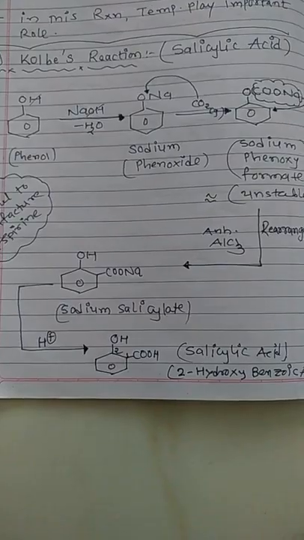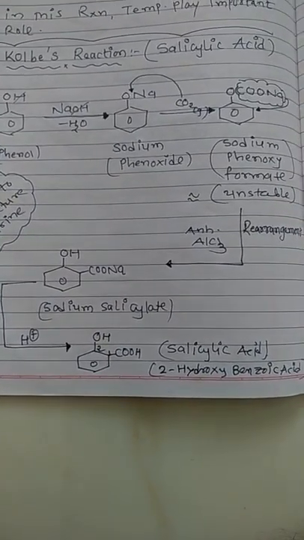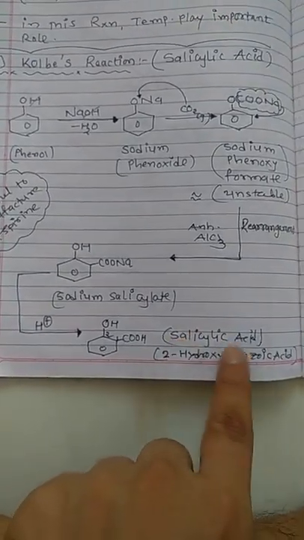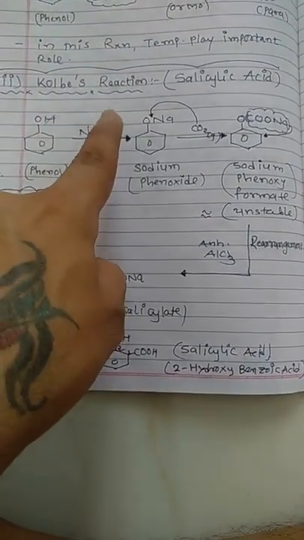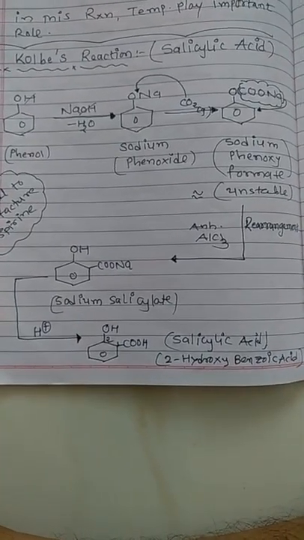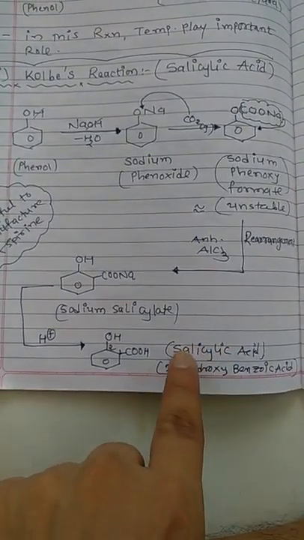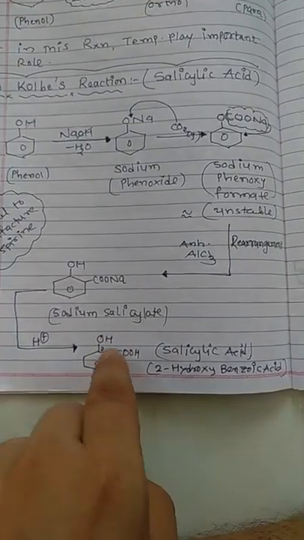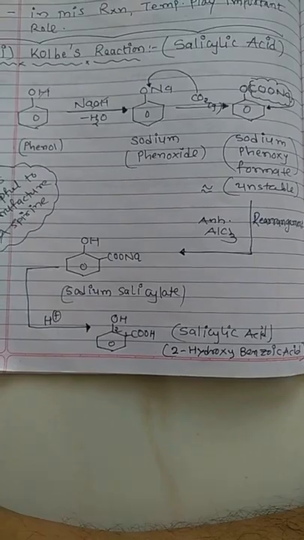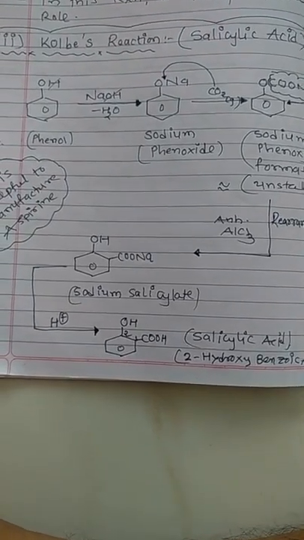So we have two reactions: salicylaldehyde, which is produced by Reimer-Tiemann, and yesterday we discussed salicylic acid, which is produced by Kolbe's reaction. So you have to know both reaction schemes, and the difference between them. You have to prepare both reaction schemes simultaneously.